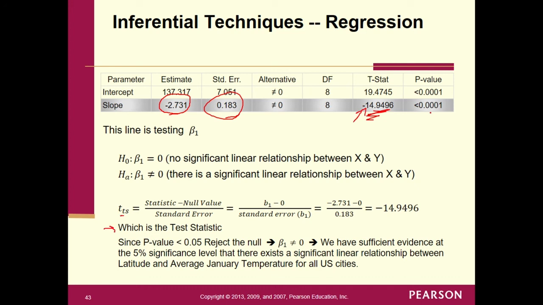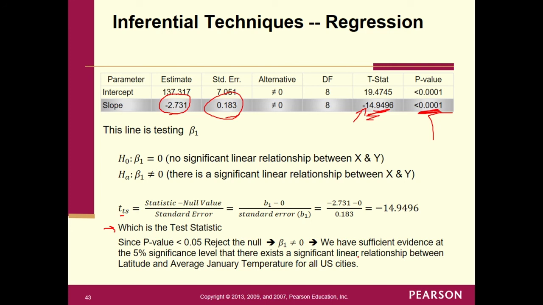Notice the p-value, it's really, really small right here, extremely small, less than 0.0001. And normally with all regression analysis, you usually set alpha to 0.05. And so we're going to go ahead and reject the null. So we think that beta sub 1 is not equal to 0. And what does that mean? We have sufficient evidence at the 5% significance level.